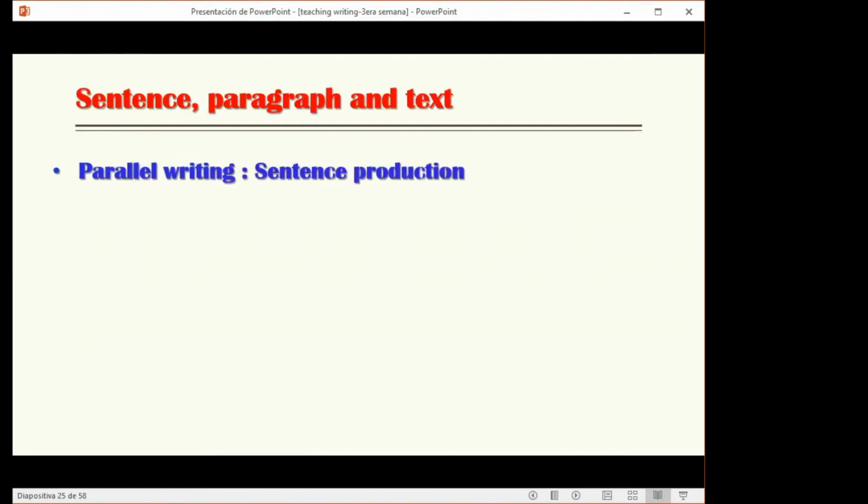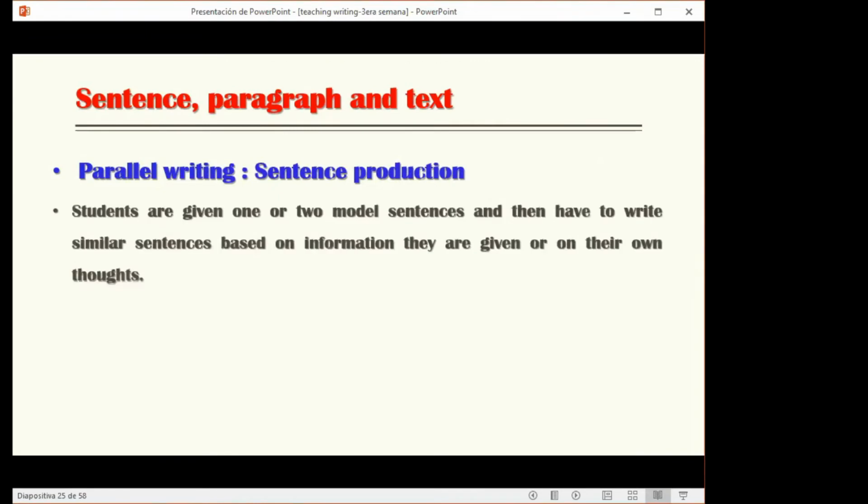Let's see another one. Sentence, paragraph, and test. So here we have parallel writing, sentence production. Students are given one or two model sentences and then have to write similar sentences based on information they are given or on their own thoughts. So they start producing sentences.